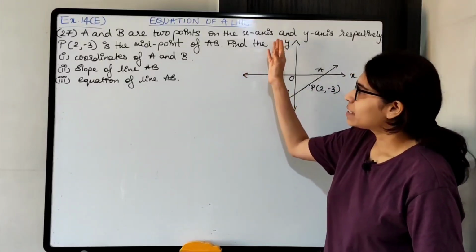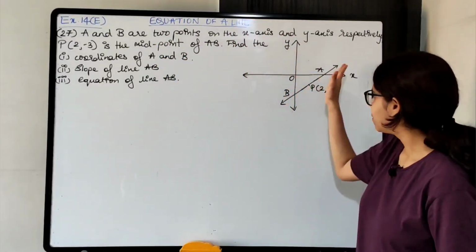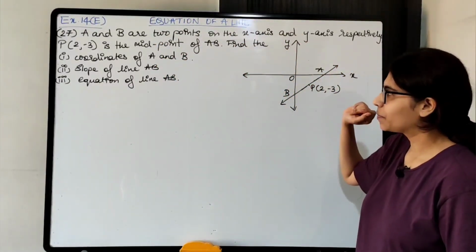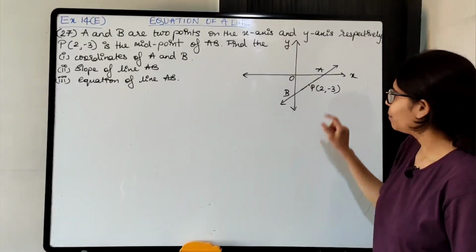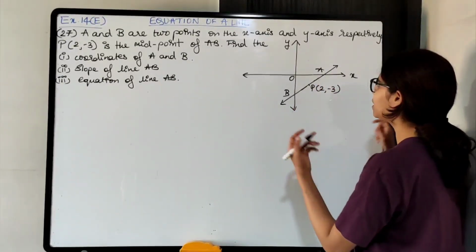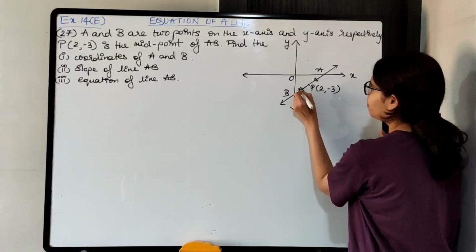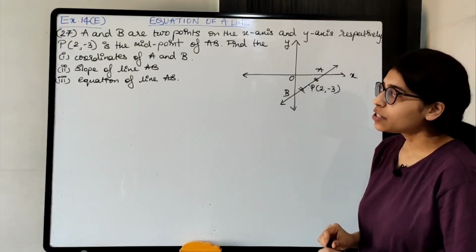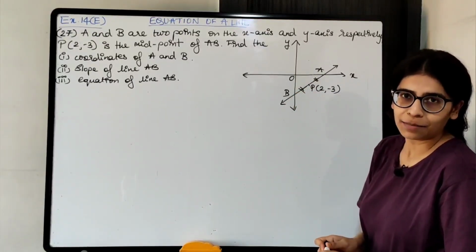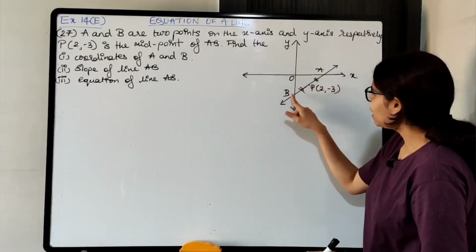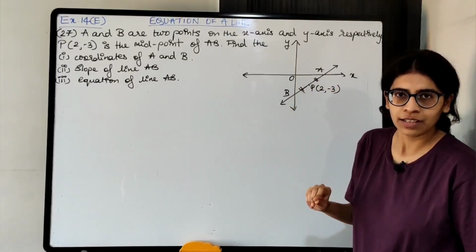A is lying on x-axis and B is lying on y-axis. This is also given in the figure, okay? P is the midpoint of AB, that is, dividing AB into two equal parts. First, we need to find coordinates of A and B. A and B का coordinates find out करना है.